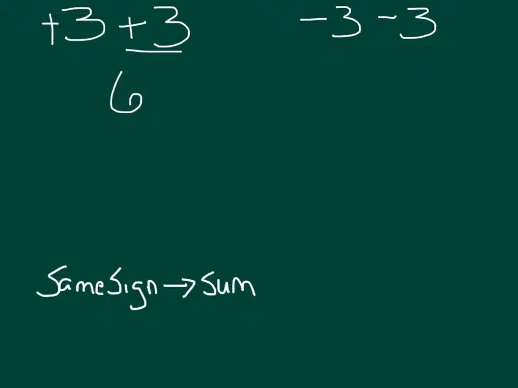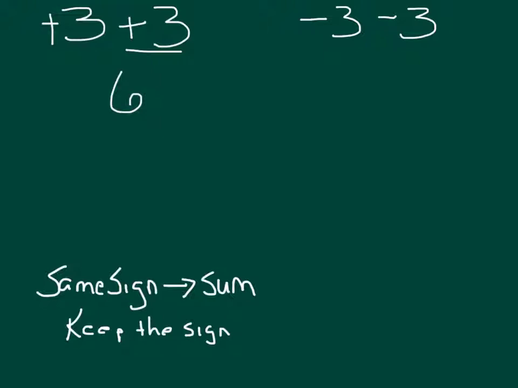And then to know the sign of the answer, the rule is if it's the same sign, you keep the sign. So that means that this is a positive 3 and a positive 3. They have the same signs, so you add them together. So 3 plus 3 is 6, and you keep the sign, and the sign is positive, so our answer is positive 6.